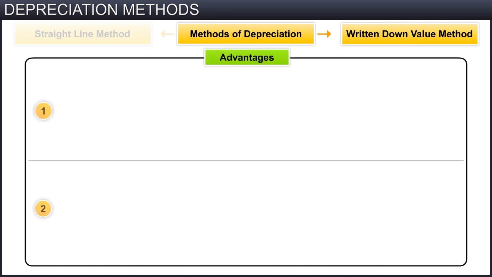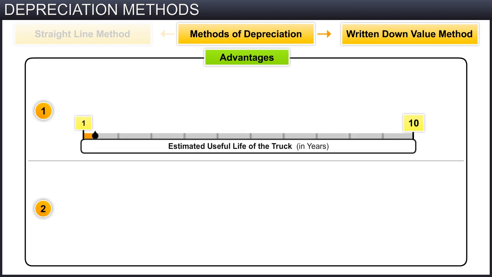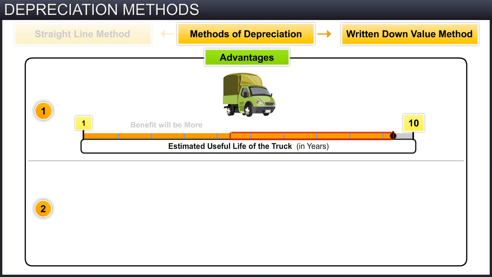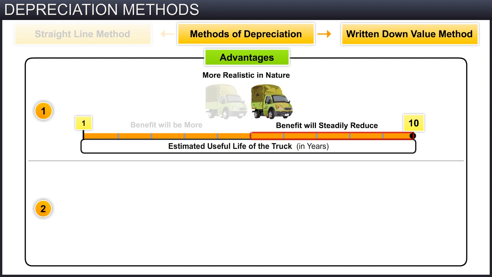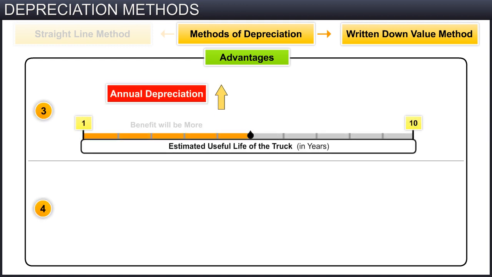The prime advantages are: this method is based on the assumption that the amount of the benefit from the asset will be more for the business in the initial years, when the asset is new, and that this benefit will steadily reduce over time as the asset becomes older. This assumption is more realistic in nature. The income tax law recognizes this method for tax purposes. As a higher amount of depreciation is charged in the initial years, the loss due to obsolescence is reduced.